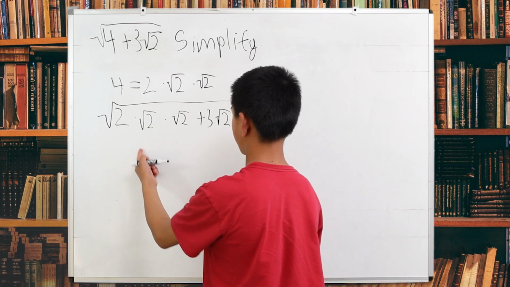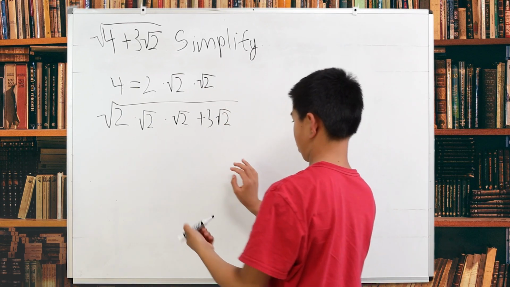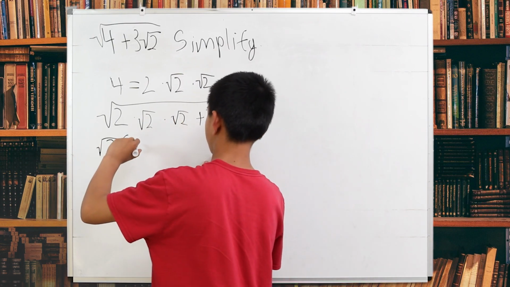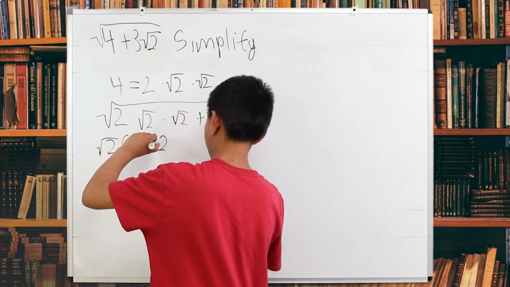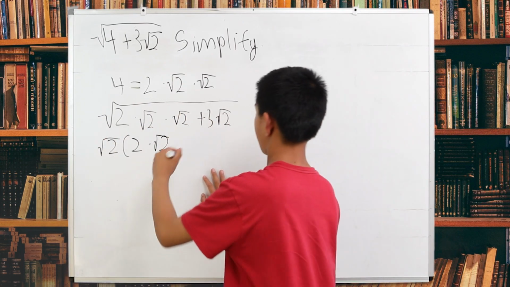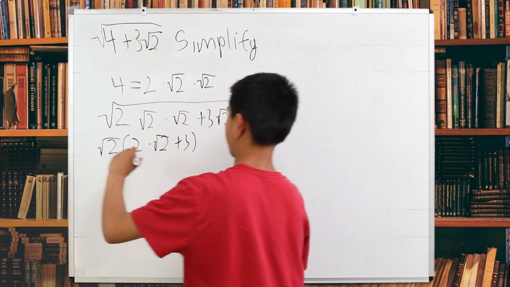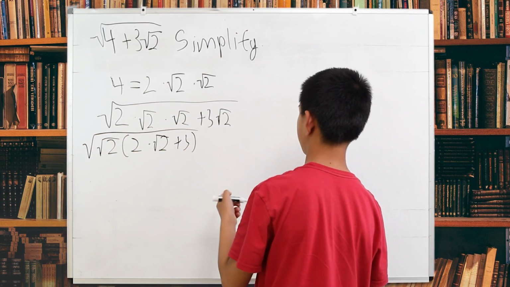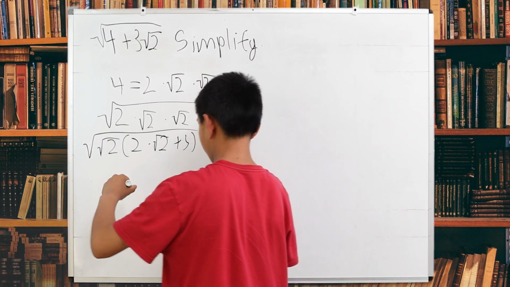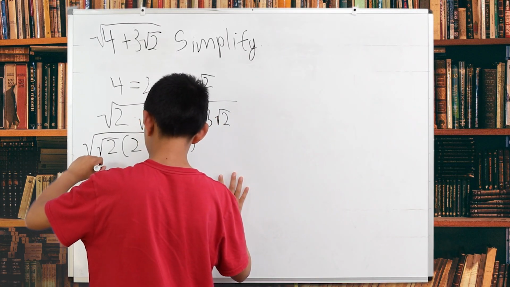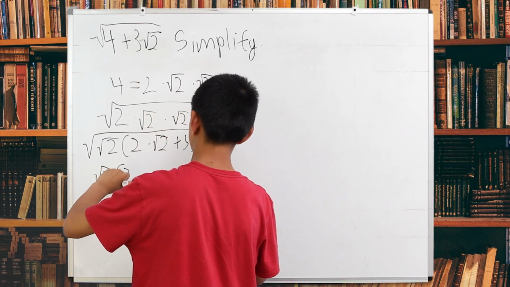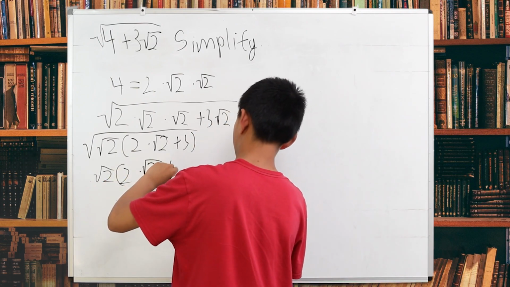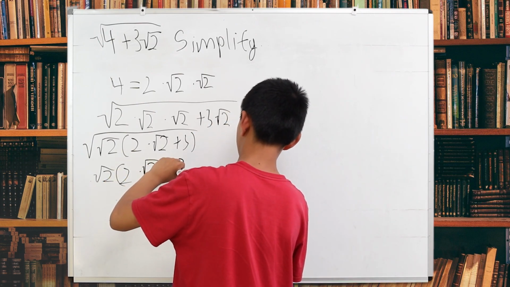Now we can pull a square root of 2 out of both sides of the equation. So it's going to be the square root of 2 times 2 times the square root of 2. Notice we just pulled one out of this side, and this is just going to be plus 3. Now we can rewrite this again. This is going to be the square root of 2 times 2 times the square root of 2 plus, we can just write 3 as 2 plus 1.